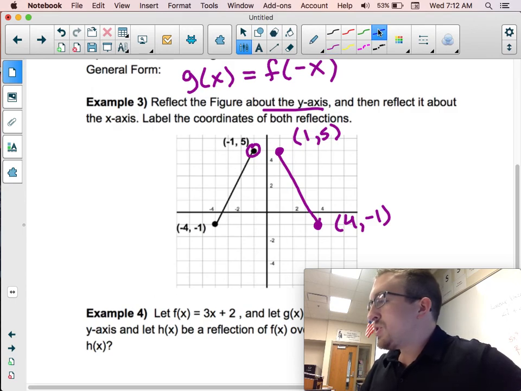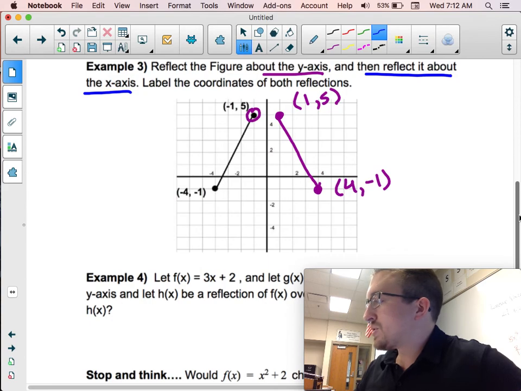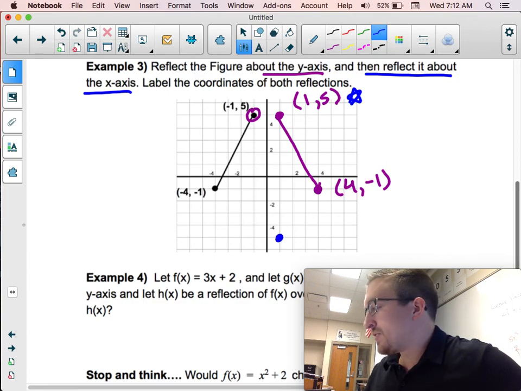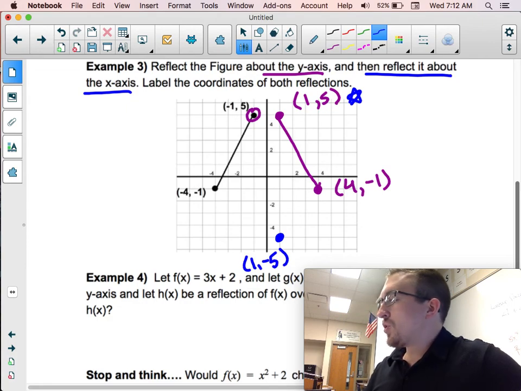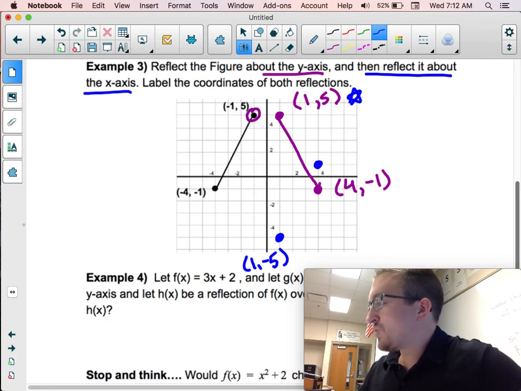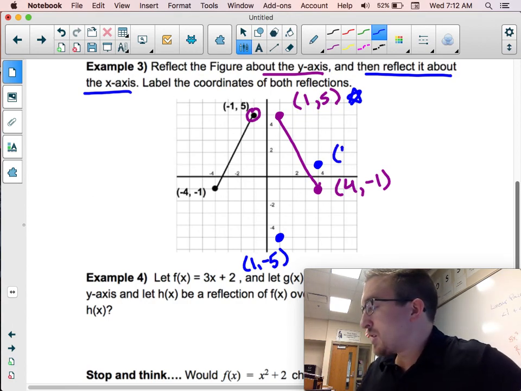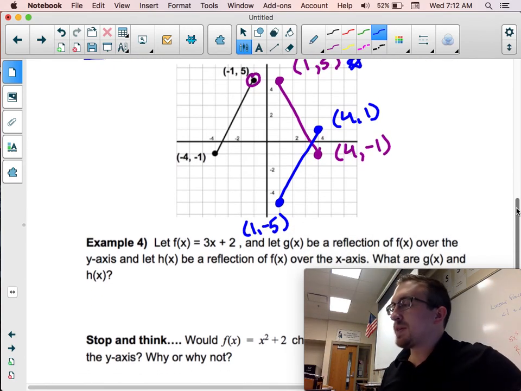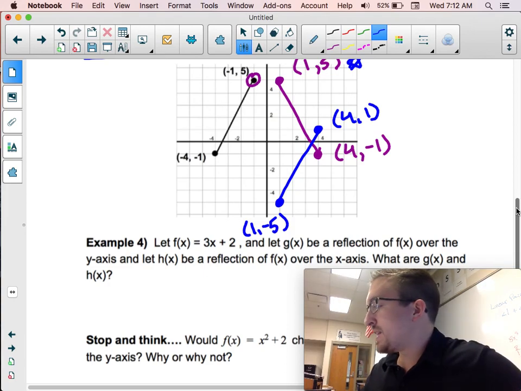In blue here, let me do then reflected about the x-axis. So I'll take these points now, so I'll start up here with (1, 5), and now I'll flip the y value. So (1, -5) down here. And I'll do the same thing. (4, -1) becomes (4, 1). And note that if this is below the axis, now it's going to flip up above the axis, and I can connect this. So we've now graphically translated this segment by 2 reflections across the y and then the x.